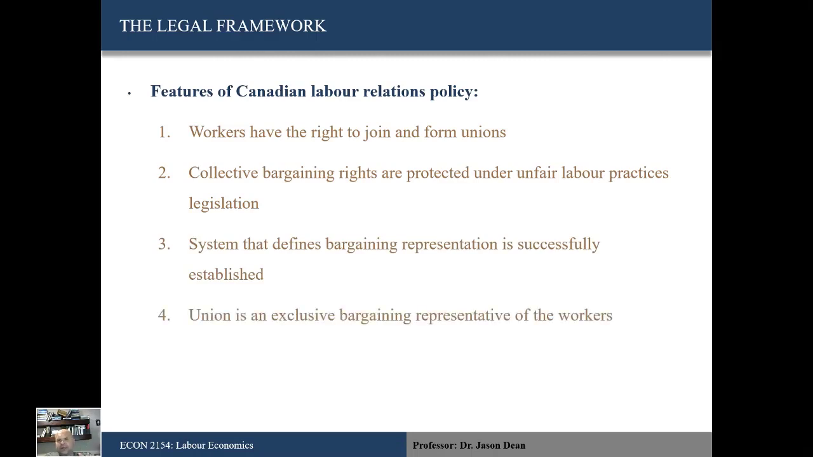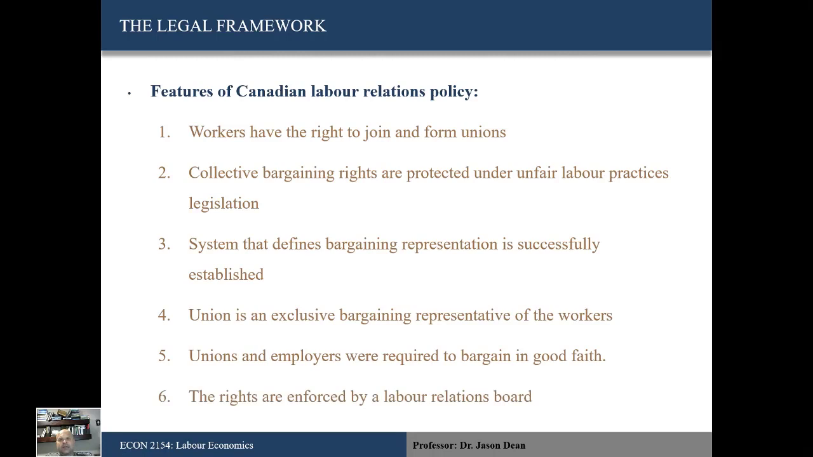Fourth, the union is considered an exclusive bargaining representative of the workers. Fifth, unions and employers were required to bargain in good faith. And lastly, the rights and obligations were administered and enforced, usually by a labor relations board, but in some cases the court. An important note to point out is the differences between the provinces and the federal government.